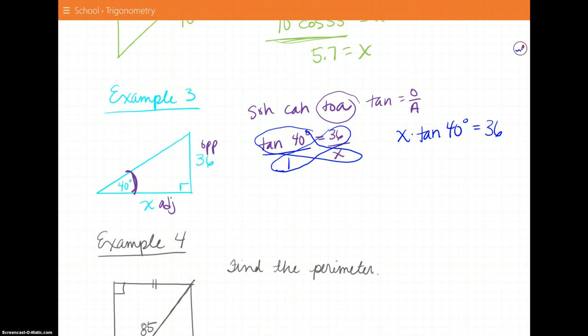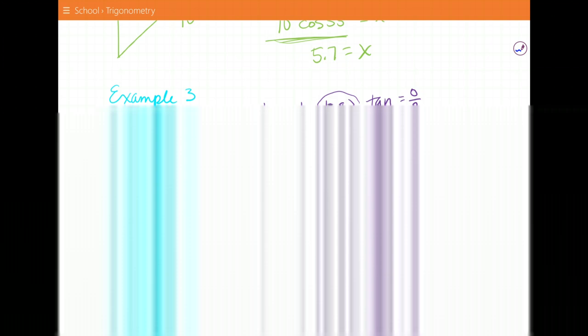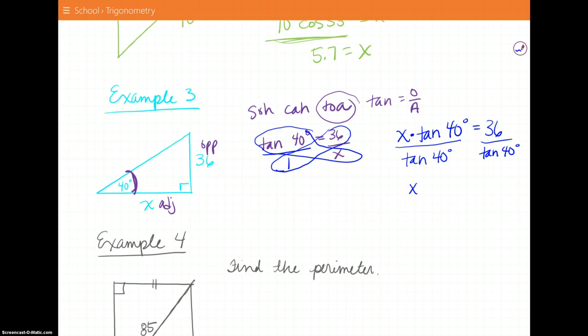So now to isolate x, this is multiplication. That tells me I need to divide by whatever the tangent of 40 is. And that's just a number. I don't know what number it is, but it's just a number that I'm going to punch in my calculator. So x is 36 divided by the tangent of 40.